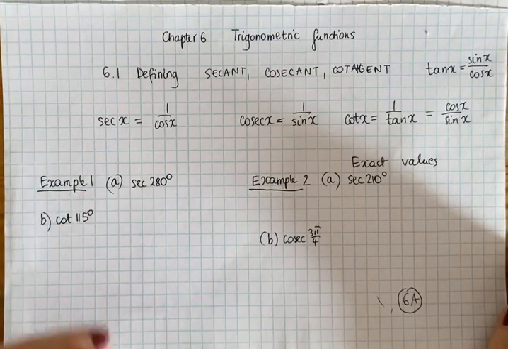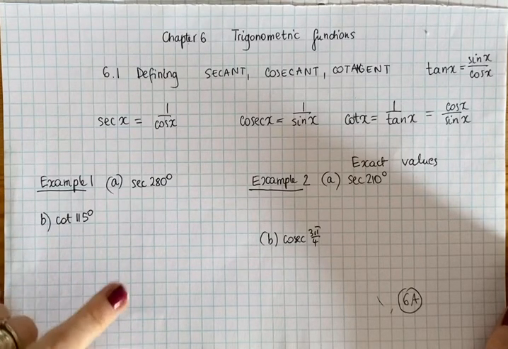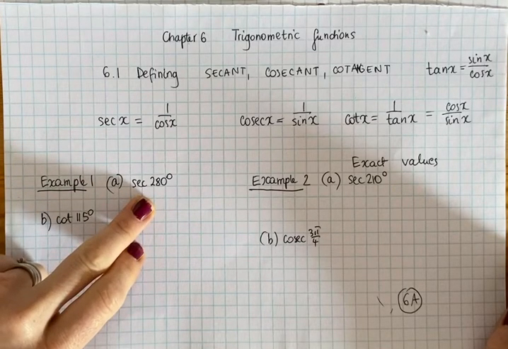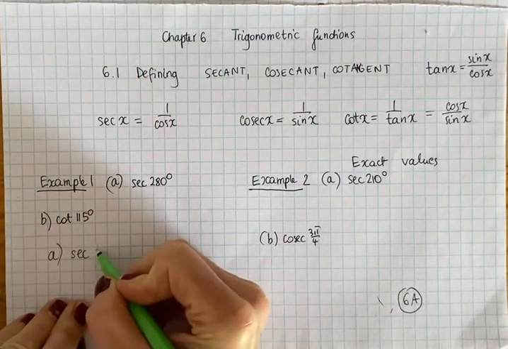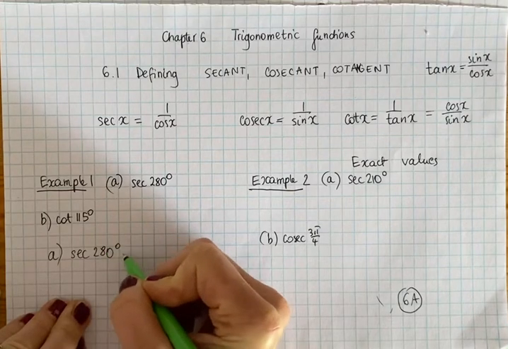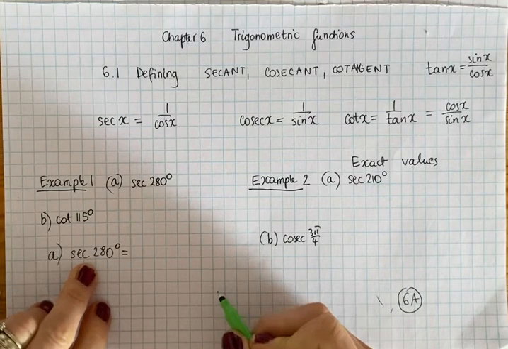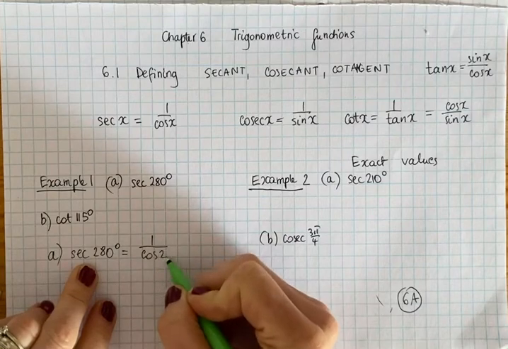So the first section is just to get you familiar with how to find sec and cosec and cot of different angles. So in the first example, we've got to evaluate sec 280. So let me just write it here. Sec 280 degrees. There is no key on the calculator that goes with sec, so you need to use the definition of sec, which is 1 over cos 280.